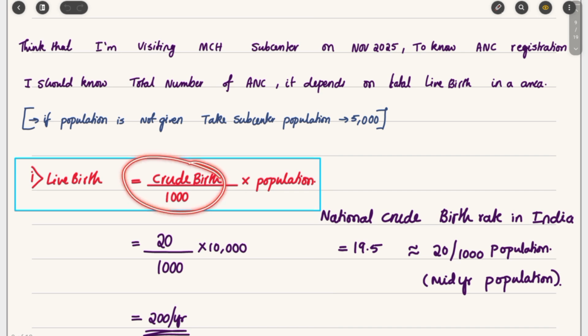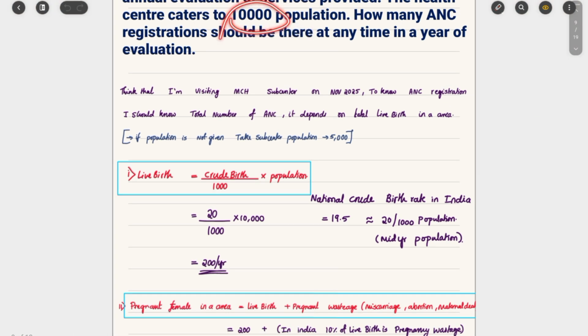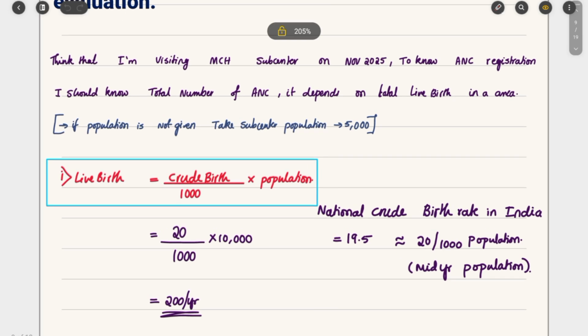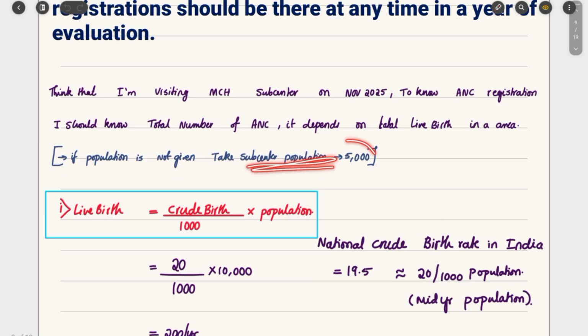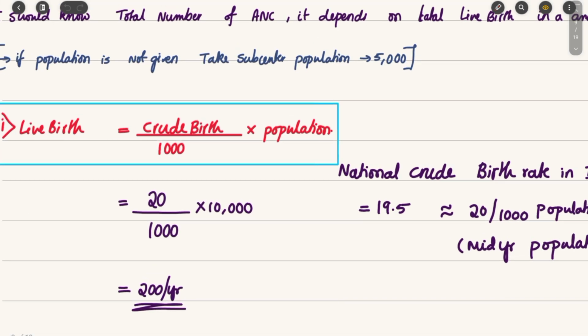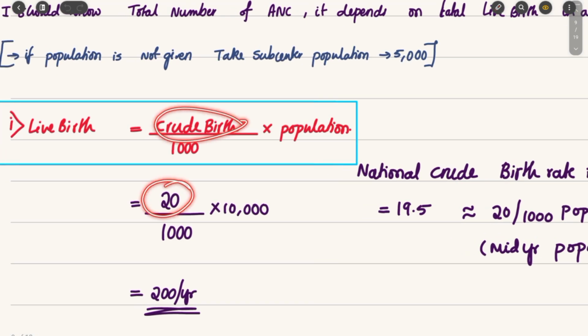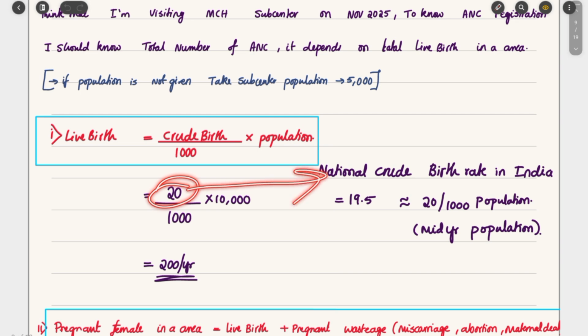What is live birth? It is crude birth rate divided by 1000 into population. Here they have given 10,000 population, but if they have not given any population in the question, you can just take the subcenter population, that is 5,000. Crude birth rate is 20. It is nothing but the national crude birth rate in India. It is something that is already calculated. You should keep that in mind. That is the Indian crude birth rate in this year, 20.